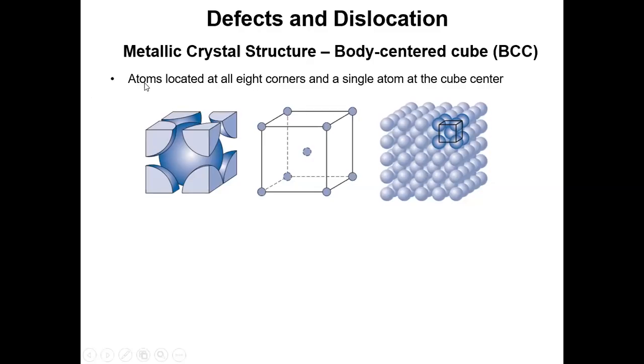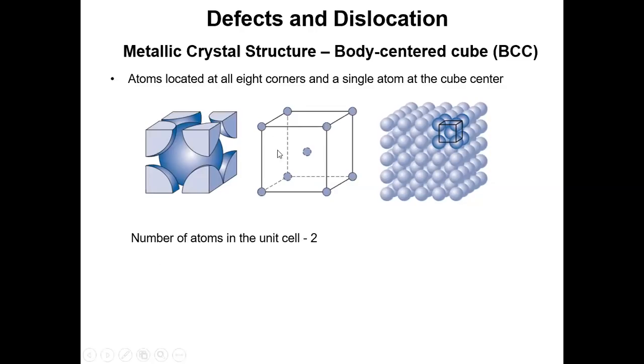Right? So in a BCC crystal structure, atoms are located at all 8 corners and a single atom at the cube center. So this is the structure of the BCC metallic structure, right? So can you tell me how many atoms are there in this type of unit cell?